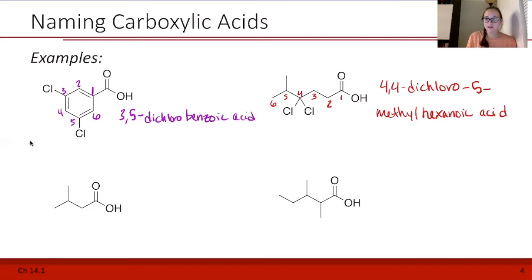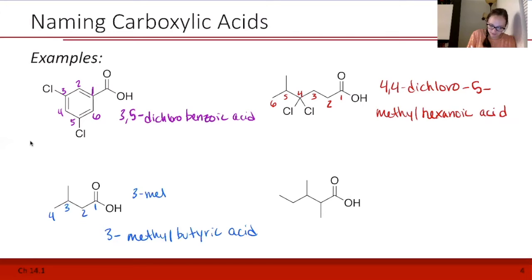Okay, let's go down to the next row. Let's pick a new color. How about blue? Okay, so in this one, it looks like we're going to have a really small one, so we're going to be able to use our common name. So for this example, I'm going to use the common name. So I have 1, 2, 3, 4 carbon atoms. So my common name is going to be butyric acid for this number of carbons. And then I'll do the same thing where I'll just label the substituents. So 3-methylbutyric acid. We could also name this 3-methylbutanoic acid.